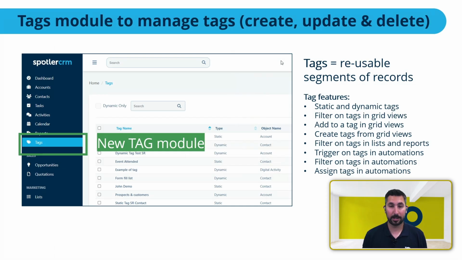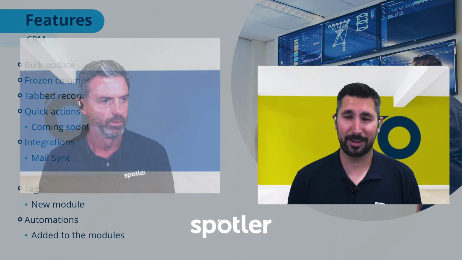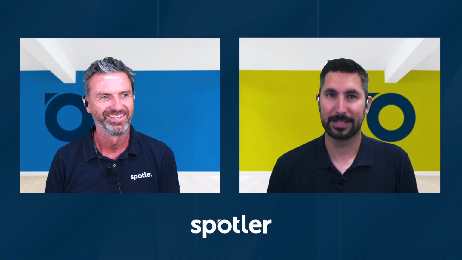So these are the features that I wanted to show you today. The bulk update makes it really easy to update a lot of contacts, a lot of records. Frozen columns make sure that you keep seeing the right columns. The tabbed record view gives you an easier overview, so you don't have to scroll that much. The quick actions coming soon, and of course the integrations, tags, and automations. And then I'm going to hand you back over to Carl, because Carl is going to give you some key takeaways.